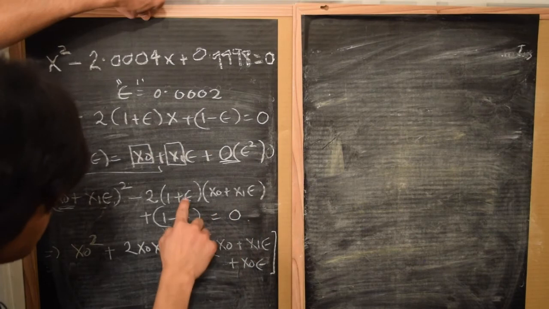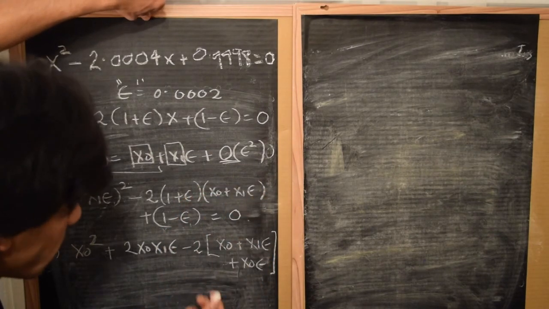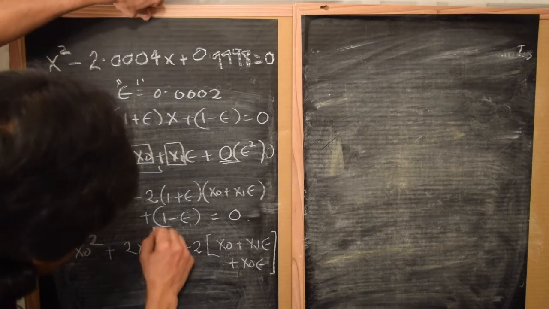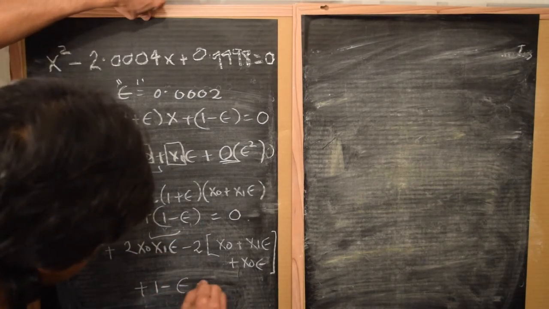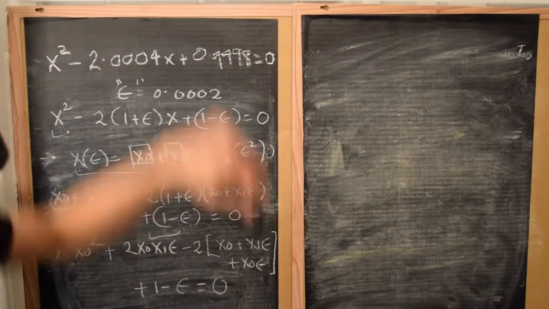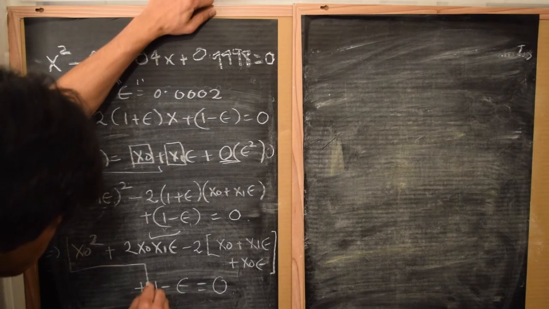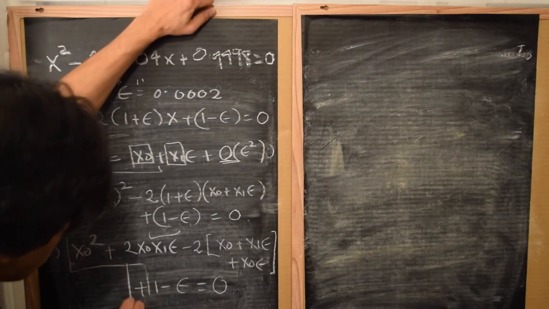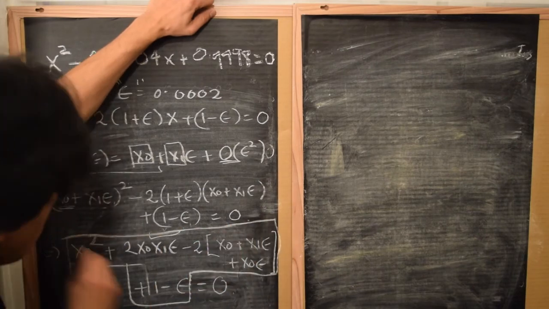That's coming from these, and then again we ignore epsilon square x1 because it's order epsilon square, and then we have 1 minus epsilon plus 1 minus epsilon equals 0, right? So this entire expression on the left, I just write it again on the right side of the board so that it's very clear. This entire expression is equal to 0.